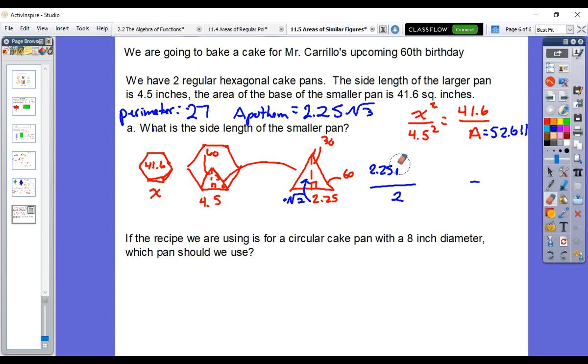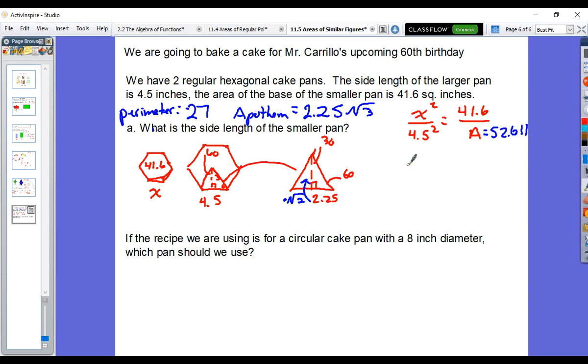So I'm going to give myself some space here, and then cross multiply. Let's do that part to figure out what A is. We're looking for x. So cross multiplying right here, you end up getting 52.611 x squared equals, well, let's see what 4.5 squared is. That gives you 20.25, and then times 41.6. We multiply 20.25 with 41.6, and you get 842.4. Now again, we're looking for x squared, so divide both sides by 52.611.